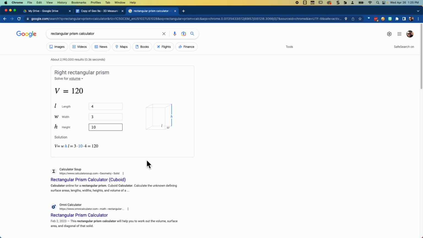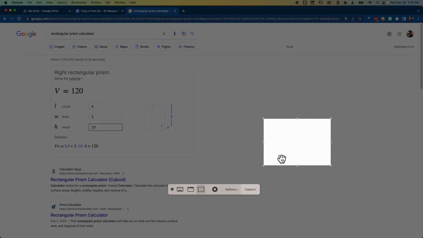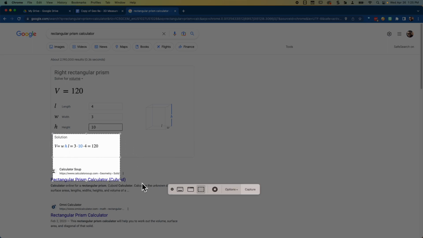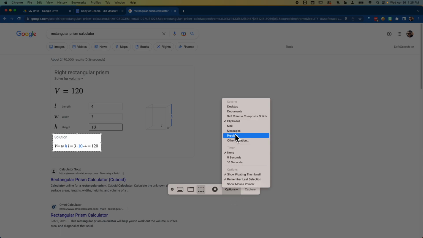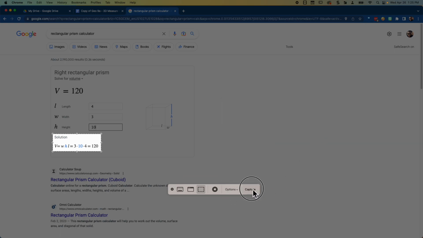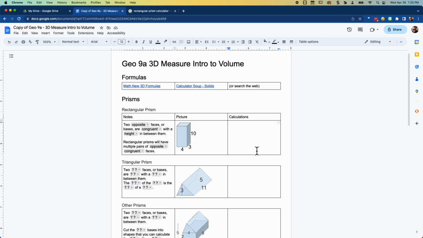And then all I need to do is screenshot this piece here. I don't even have to screenshot the whole picture and everything. And we'll make sure it's going to clipboard, capture, paste it in.